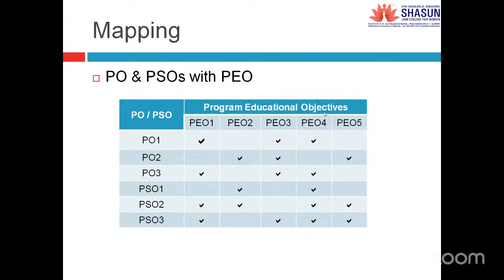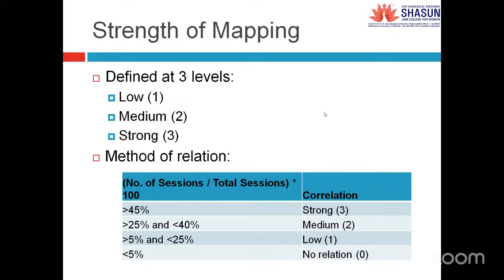And the second step of mapping is that all your program educational objectives have to be mapped with PO, the domain independent outcomes, and domain specific outcomes. That is what we call PSO. So when it comes to mapping between two different outcomes, you need to understand the strength of mapping. This is where the total number of sessions is very much required to define the level of the strength between the mapping.